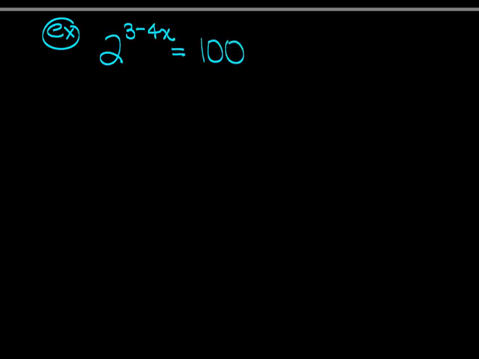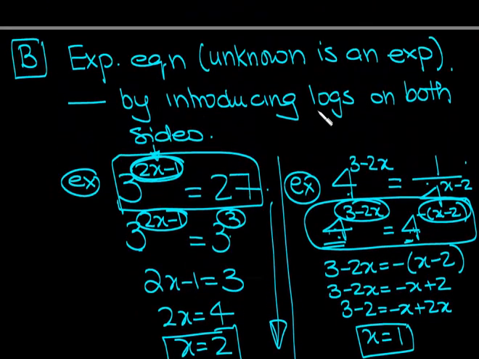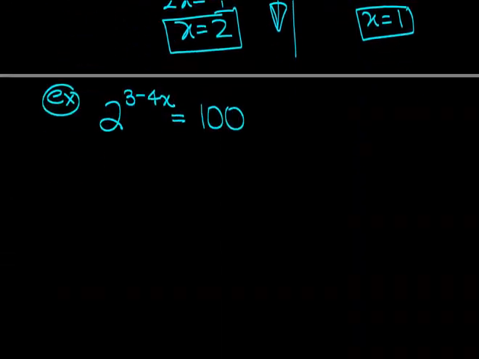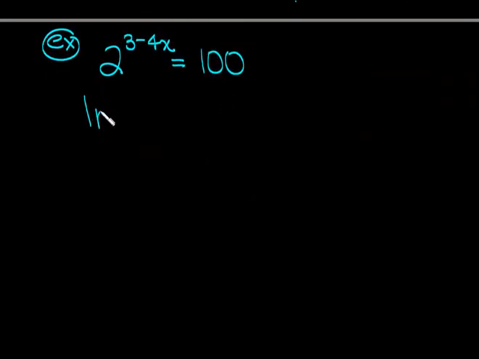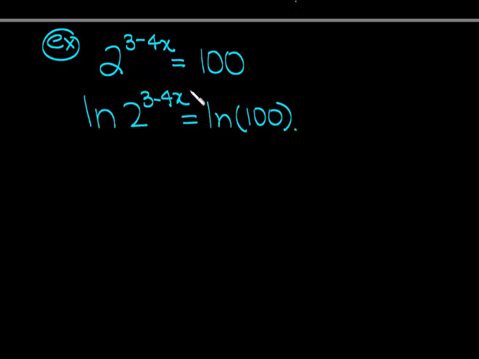So what did we decide to do? We're going to introduce logs on both sides, and you can introduce any base. I'm going to introduce base e, which will make it a little bit longer, but then you're always consistent, and you don't have to guess what base to use. Then one of the properties of logs was what? If you have an exponent, you're taking the log of an exponential number, that exponent can come out. Since there are two terms out here, make sure you guys put parentheses.